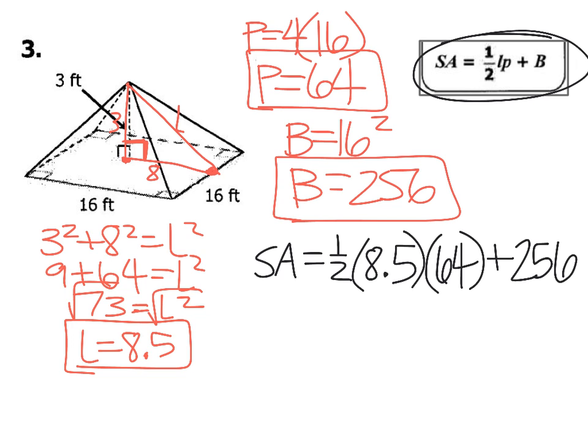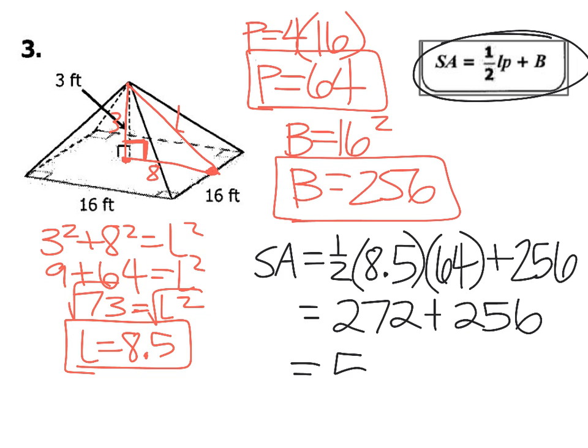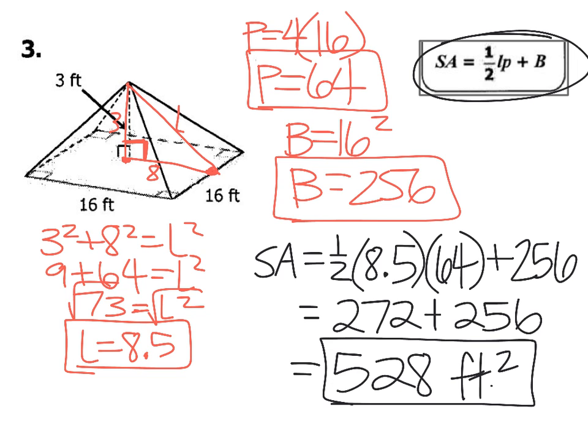256. Then we let our calculator do all the hard work. So 1/2 times 8.5 times 64 is going to give us 272. When we add 256 to 272, we get 528. And we're using feet squared. Always need our units squared. And we're done.